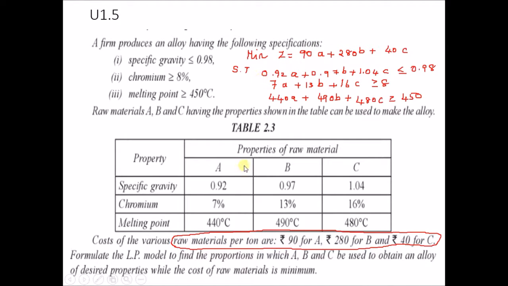So 0.92x1 plus 0.97x2 plus 1.04x3 less than or equal to 0.98. Here it is given in the form of A, B, C, or you can use x1, x2, x3 as I have said. For chromium it is 7A plus 13B plus 16C greater than or equal to 8. For the melting point it is 440 degrees Celsius, 490 degrees Celsius and 480 degrees Celsius. So it is written, and the right hand side of the constraint is directly given.